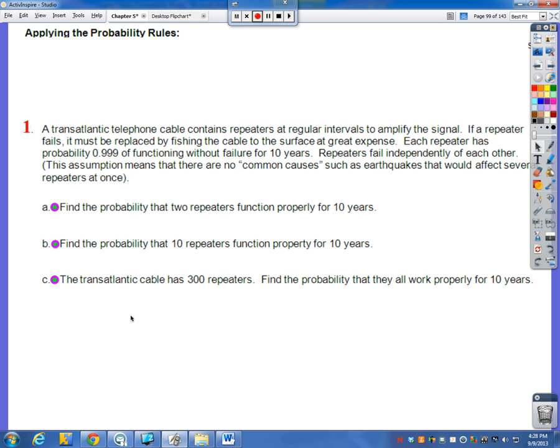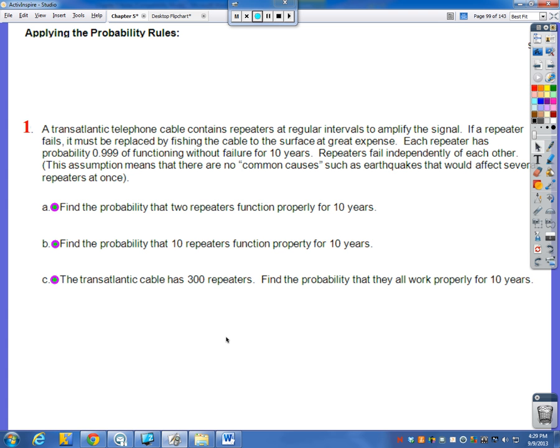First example: a transatlantic telephone cable contains repeaters at regular intervals to amplify the signal. If a repeater fails, it must be replaced by fishing the cable to the surface at great expense. Each repeater has probability 0.999 of functioning without failure for 10 years. Repeaters fail independently of each other, which means that if one fails, that doesn't mean the next one down the cable has a greater or lesser chance of failing. This assumption means that there are no common causes, such as earthquakes, that would affect several repeaters at once.